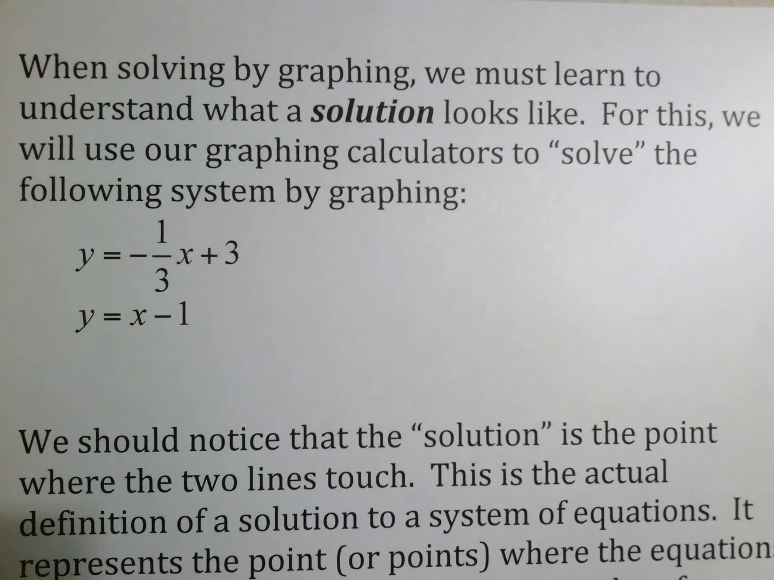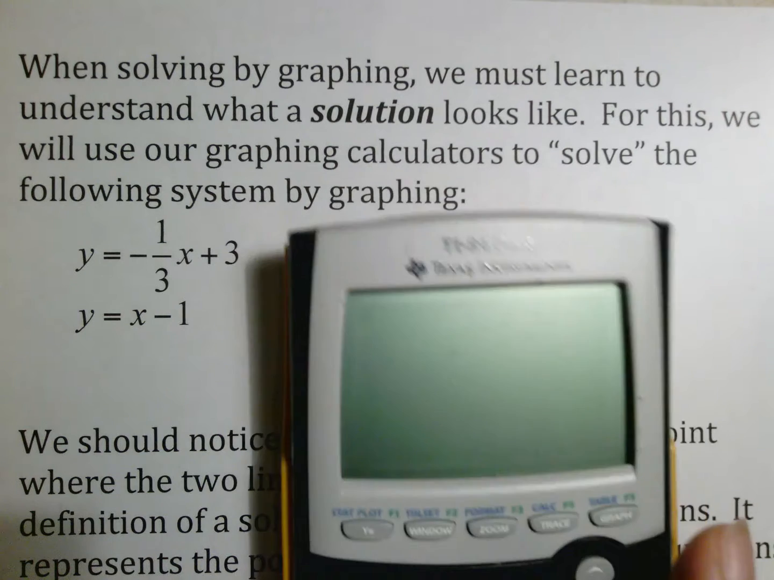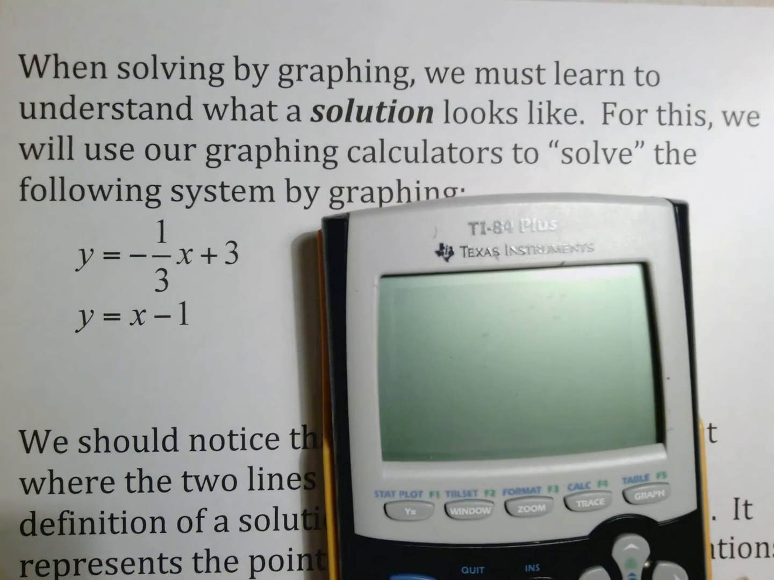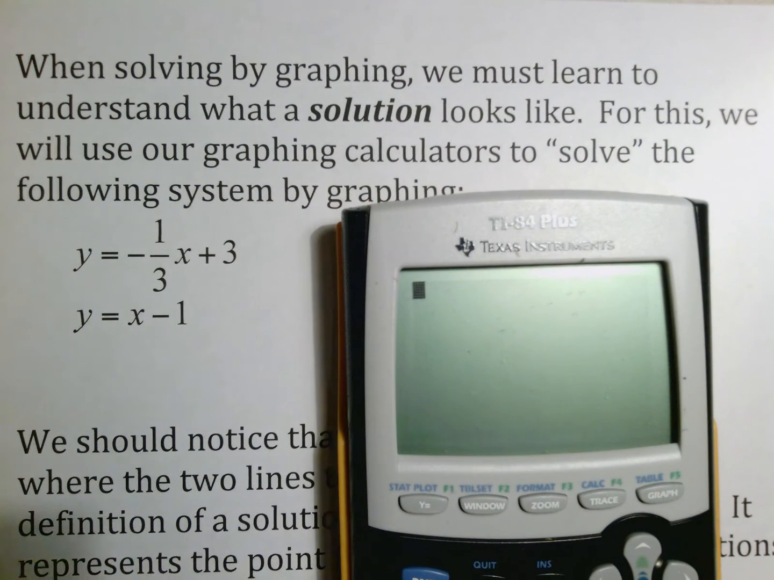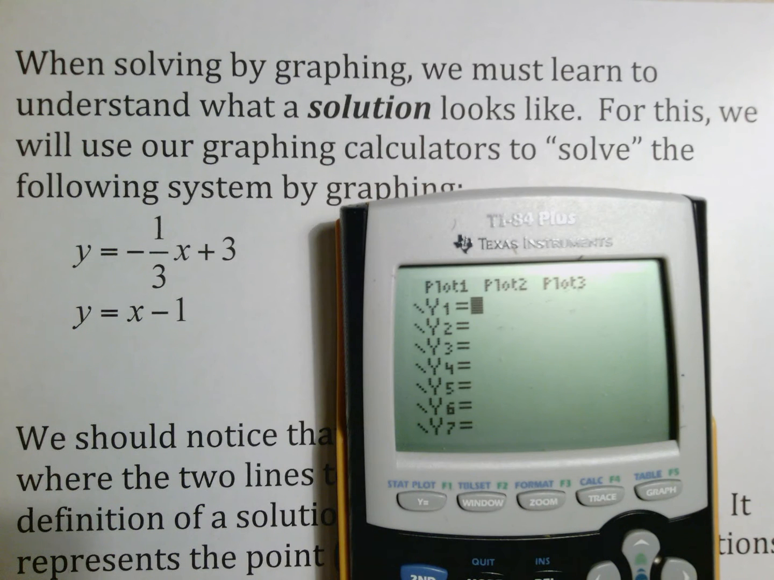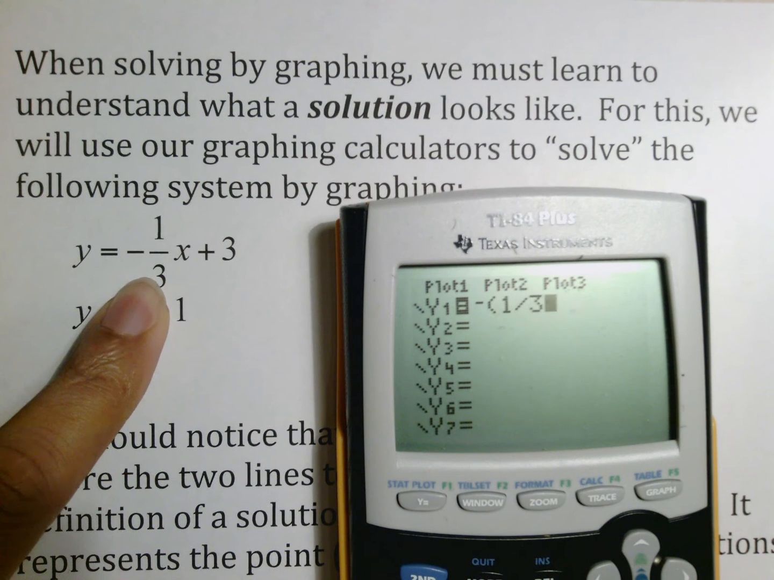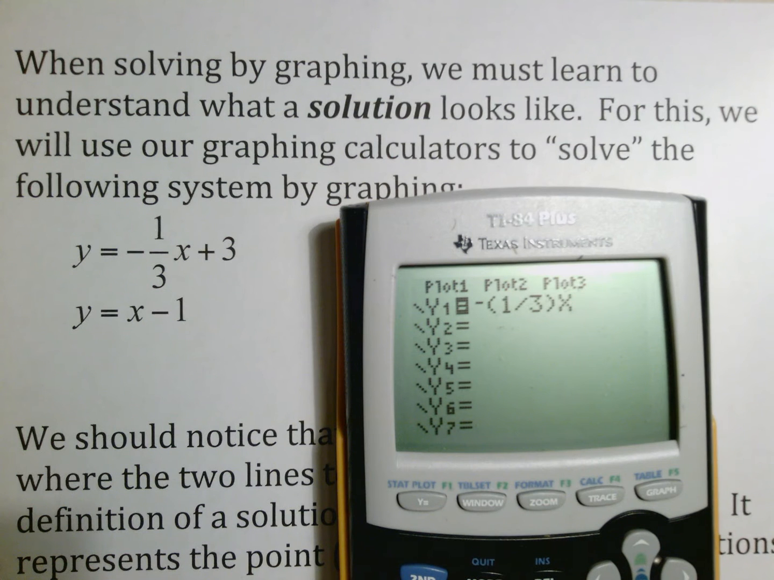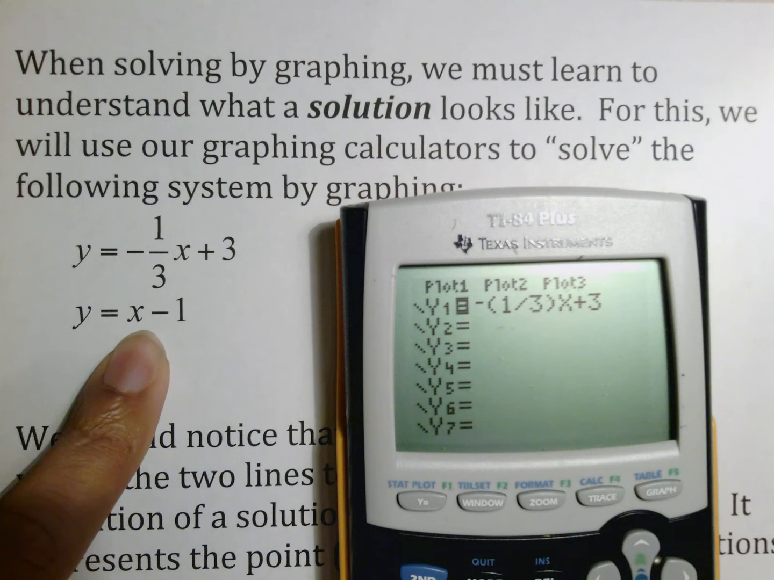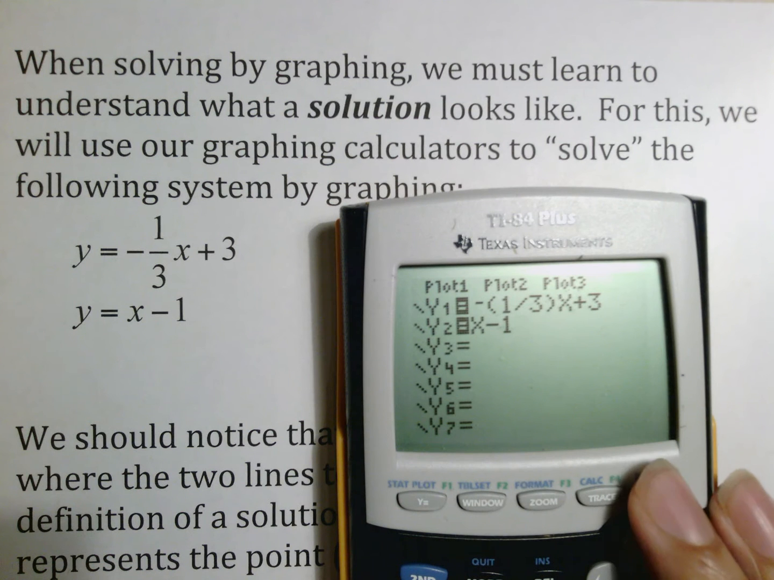For this, we will use our calculators real fast to solve the following system. You might want to get your calculators out and do this with me. I taught you earlier how to graph by hitting the y equals button, and it brings up that menu. And I also taught you that anytime you have a fraction, you probably want to use parentheses. So I'll do negative parentheses 1 divided by 3 x plus 3 for the first graph. And then I'll just arrow down to the next line, and because it says y equals, I'll just do x minus 1, and then we'll hit the graph button.